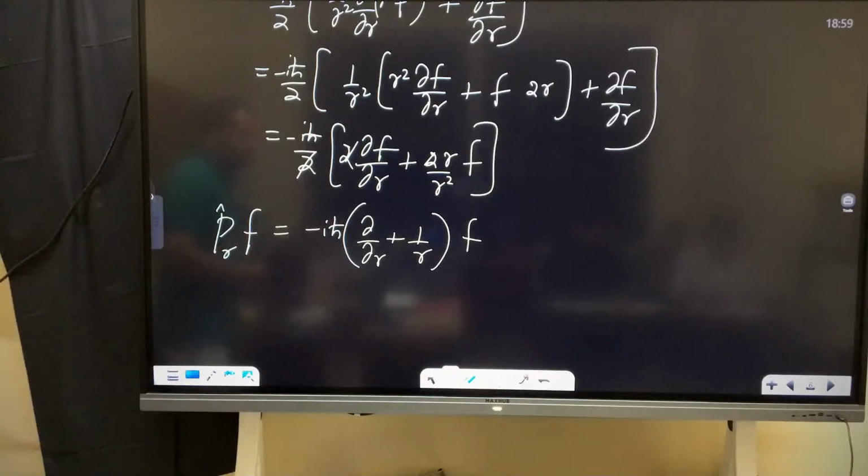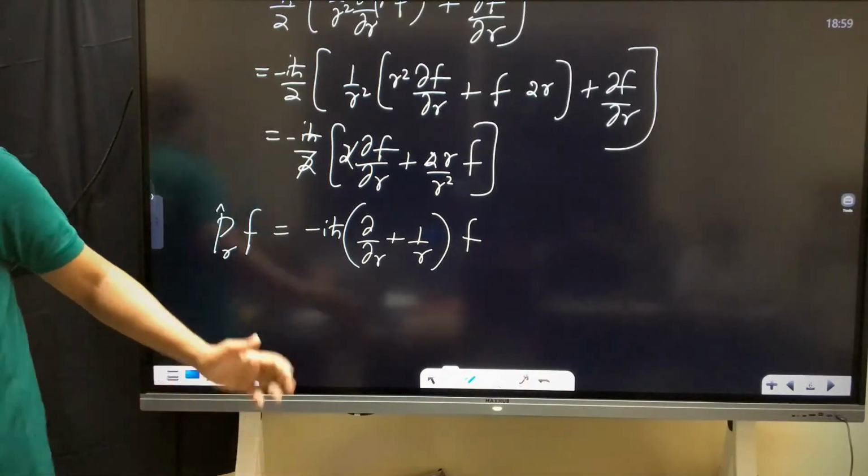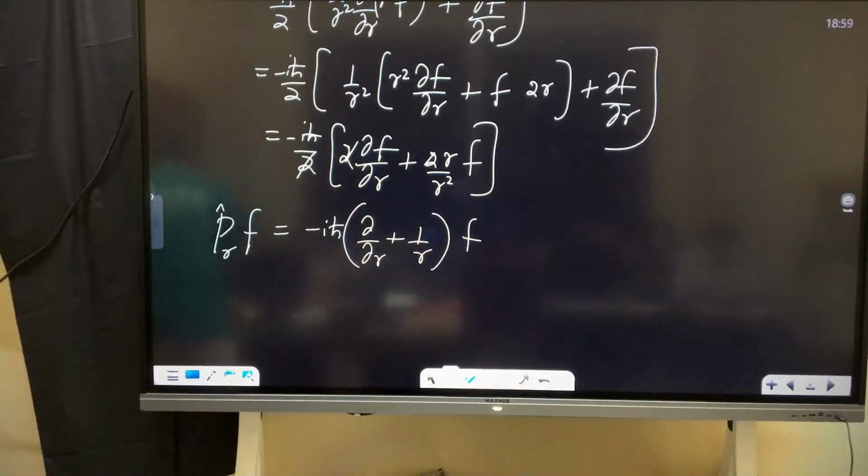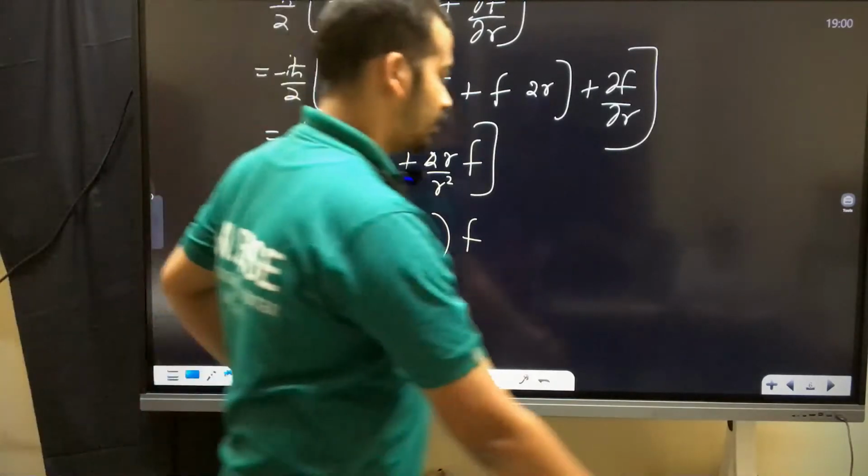Check this out. Am I right? Now somebody search in Google radial momentum operator in spherical polar coordinate and match up whether it is right or not. Maybe outside the textbook he might have given this problem. Radial momentum operator in spherical coordinate. Yeah, that is right.